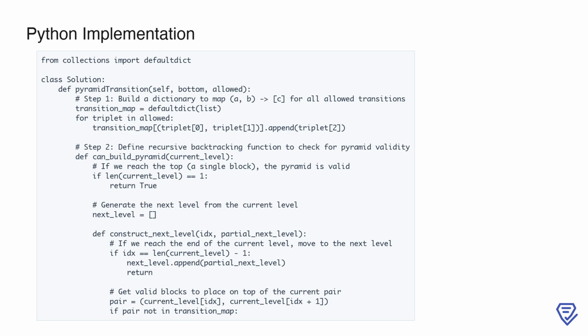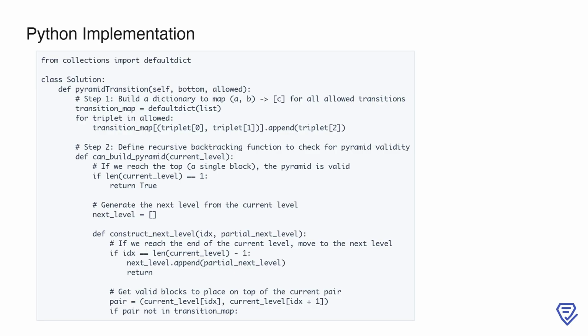Next, we define a recursive backtracking function called can_build_pyramid. This function will determine if it's possible to construct a valid pyramid starting from the current level of blocks. The base case here is straightforward: if the current_level contains only one block, that means we've successfully built the entire pyramid, so we return true. If not, we need to transition to the next level.